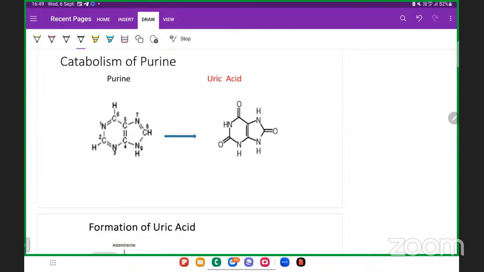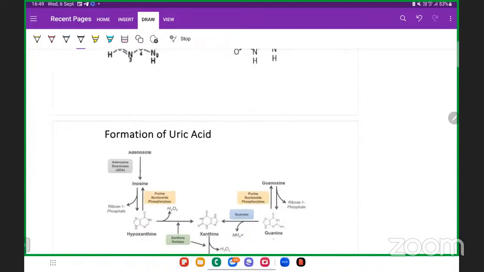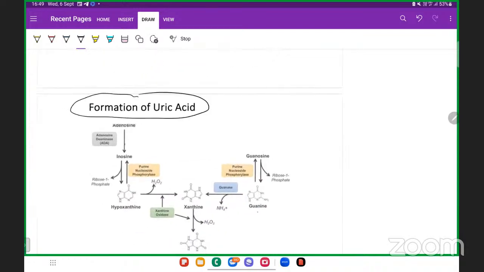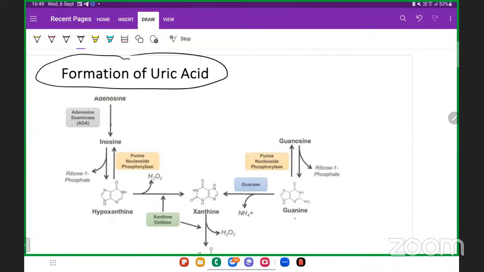Purine has to get converted into uric acid. That is called the formation of uric acid. How is uric acid formed? Remember, guys, you have adenosine. This adenosine first gets converted to inosine in the presence of adenosine deaminase. This is the first step, I want you to note it down: adenosine deaminase is required for the breakdown of adenosine to form inosine.